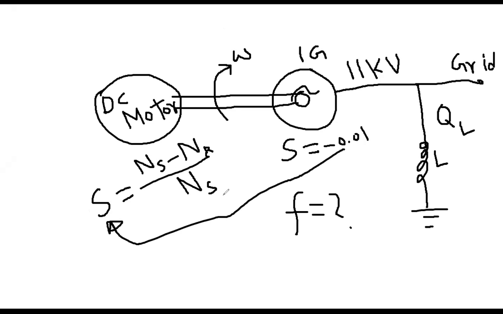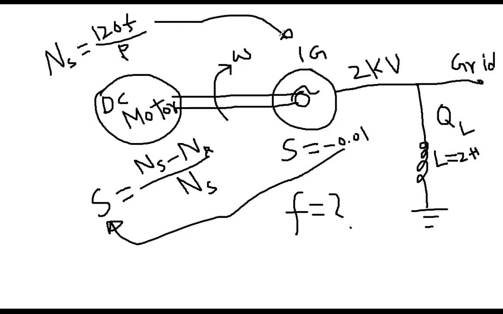Now, you don't know NS. Sorry, let me change this number. This is 2 kV, and this is 200. Let me put all the things. But you know that NS is 120 F over P, right? That is the synchronous speed. This equation is for the induction generator. Look at the slip equation: your slip value is given, but you are not able to plug in the NS because you don't know the frequency. That's the question. But its pole number is given for the induction generator.